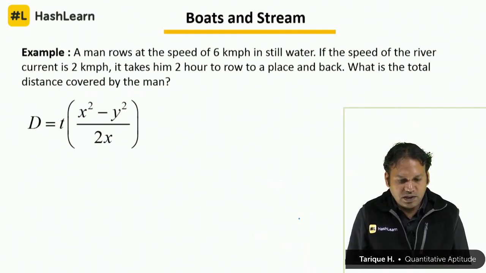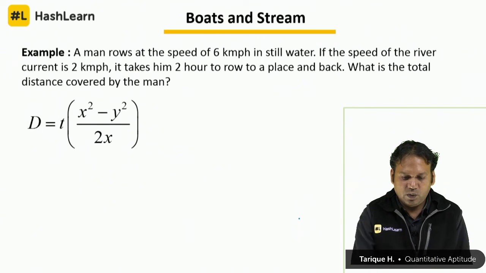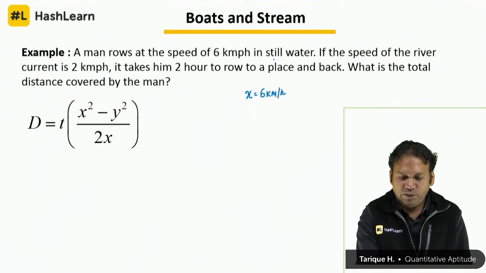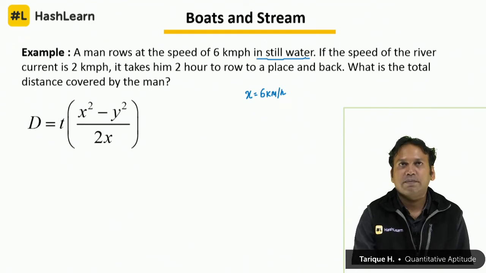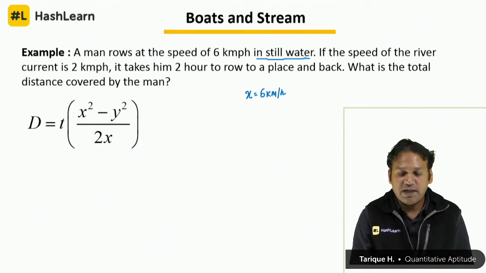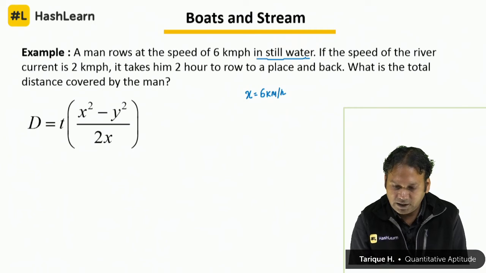A man rows at a speed of 6 kilometers in still water. So, what is given to you is x is equal to 6 kilometers per hour. How do we know it is x? Because it is in still water. Okay, so all these words observe very carefully. Still water is given, that is the speed of the boat. If you do not observe this, you will get the wrong answer.